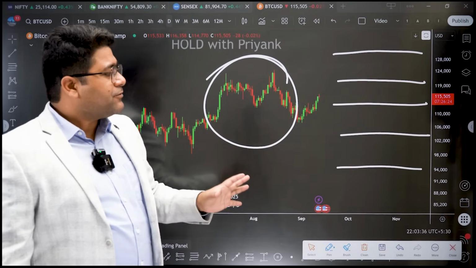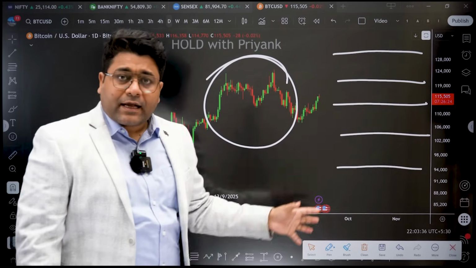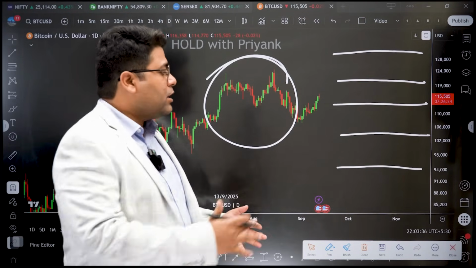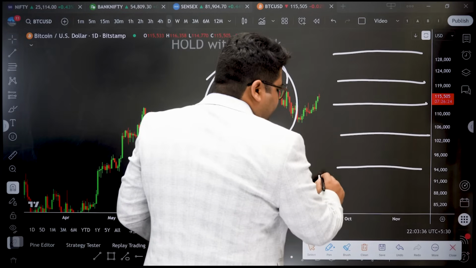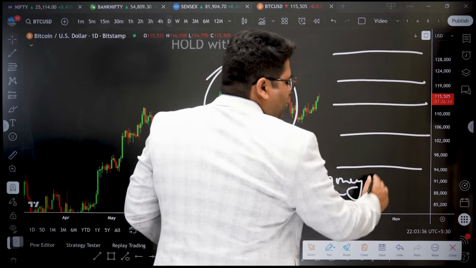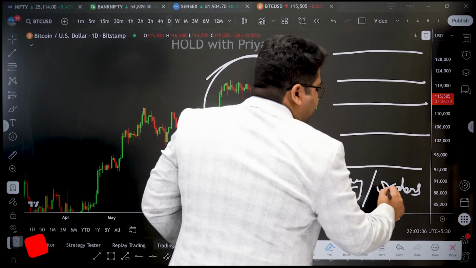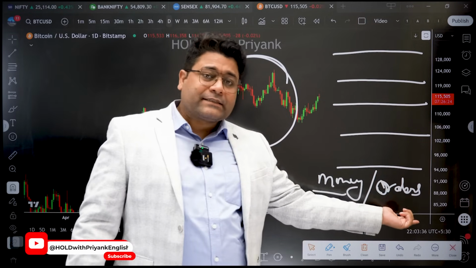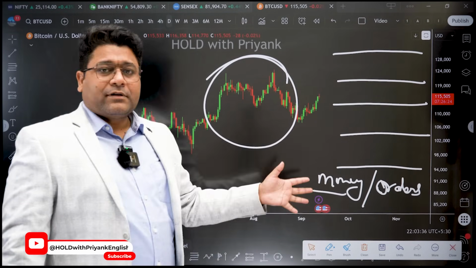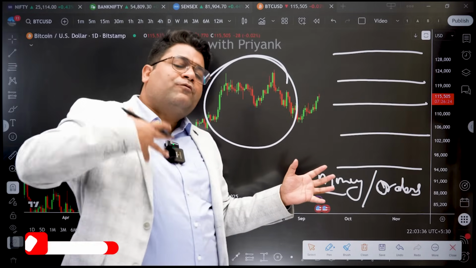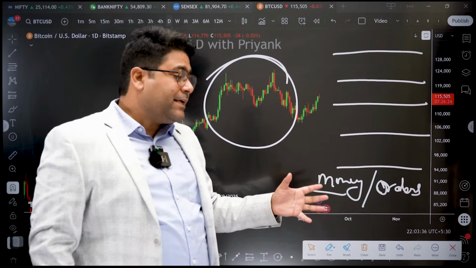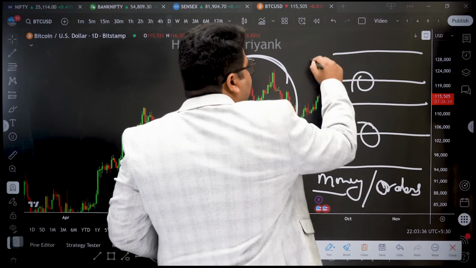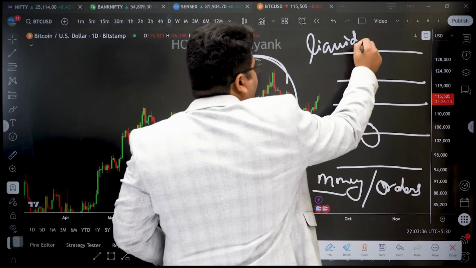You can also identify some levels on a technical chart which are very likely to liquidate, or where so much money is involved, or so many orders are placed, because money is involved in terms of orders. So on the price levels where you have the maximum number of orders already placed in the market, those levels can work as high liquidity zones.